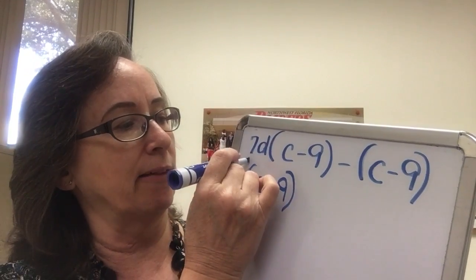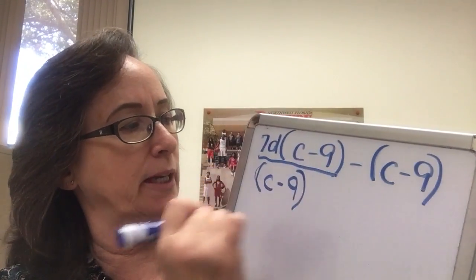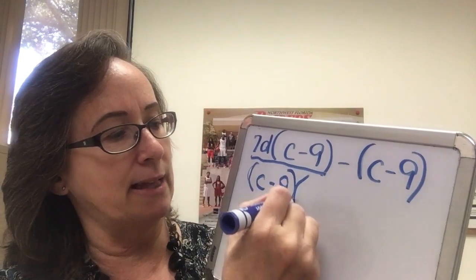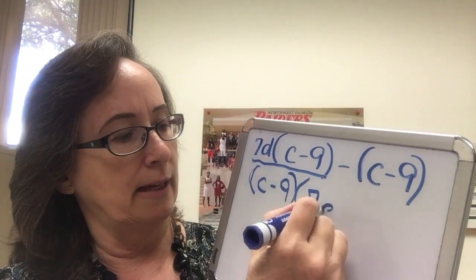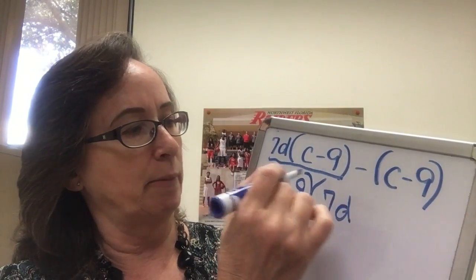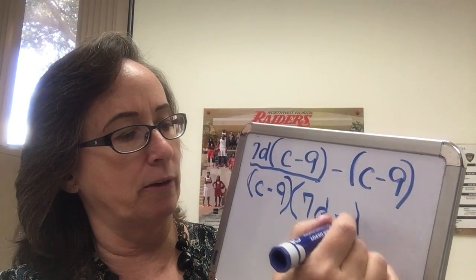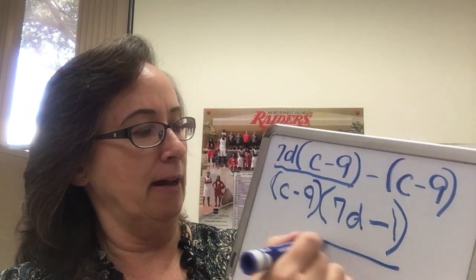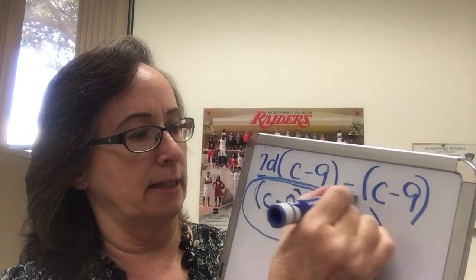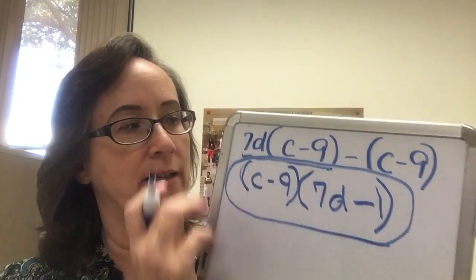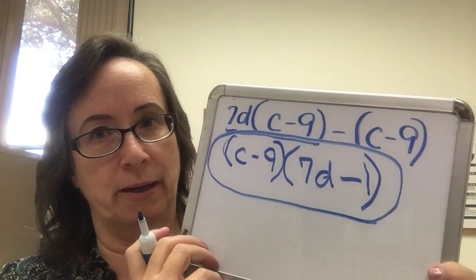And then when I take this whole portion here and divide it by C minus 9, can you see that I have a 7D? And then I'm going to divide this portion by C minus 9 and I get a negative 1. And now this is the factored equivalent to what we had before.